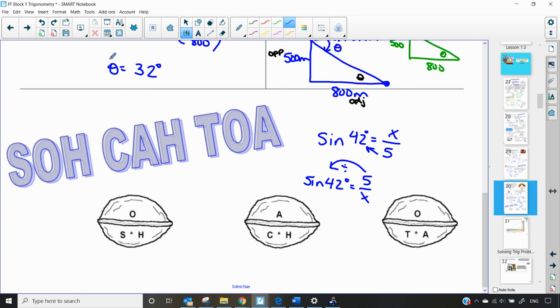So again, inverse for angles, we only use those tan⁻¹, sine⁻¹, and cos⁻¹ for angles. If we're looking for the side length, in our ratio, our numbers on the bottom, we're going to multiply. Our numbers on the top, we're going to divide.